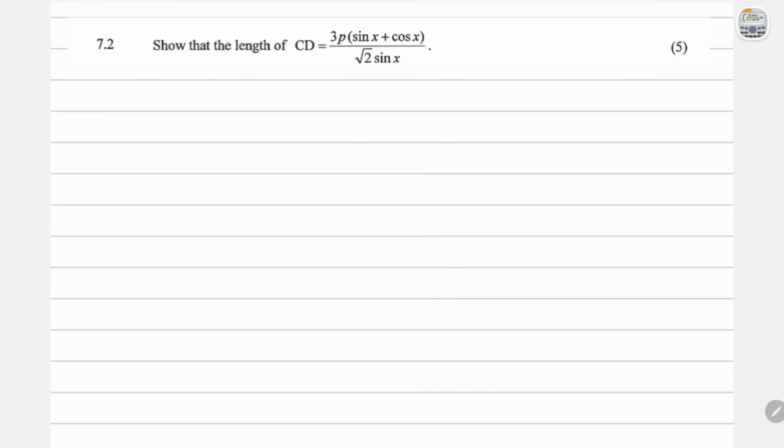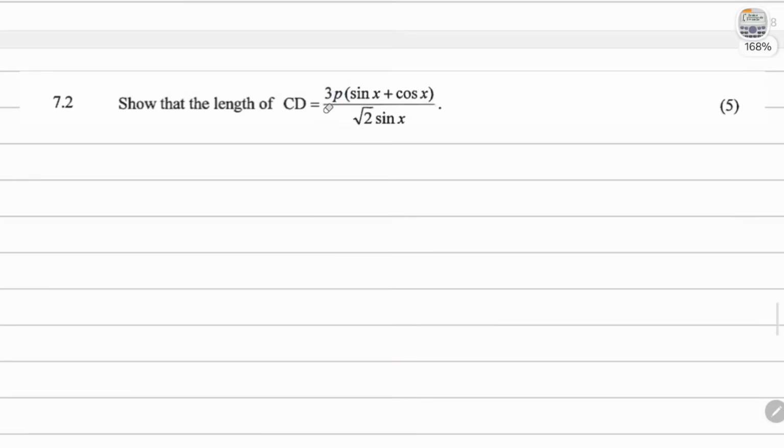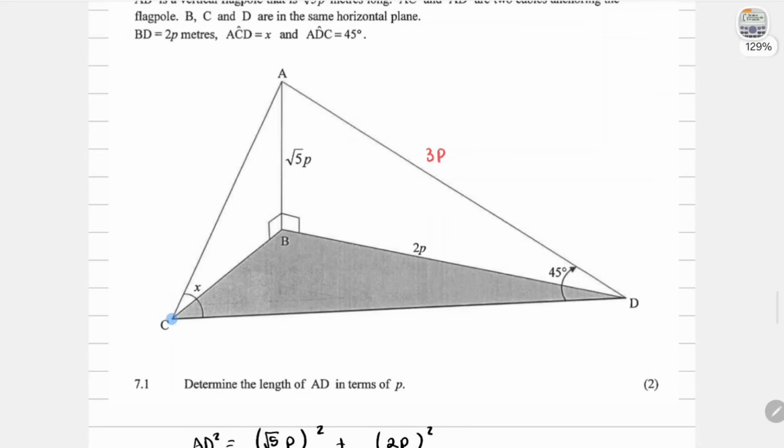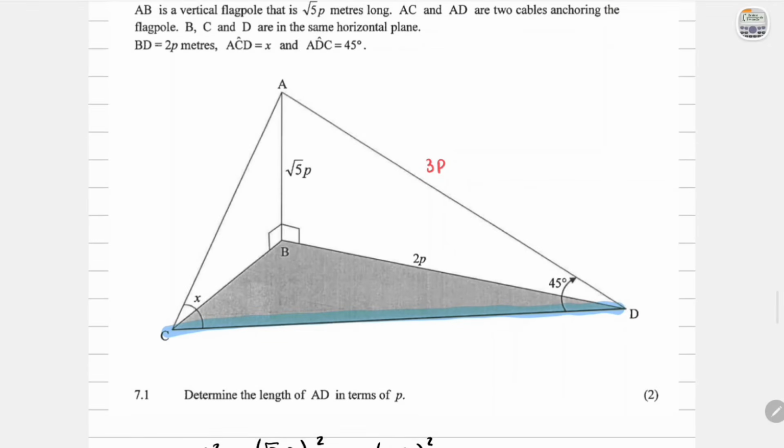Question 7.2 says, show that the length of CD is equal to this. Okay, so we just need to find CD. So CD is over here, and looking at the triangle that we're going to use to find CD, we need to use a triangle that has dimensions available, like angles and sides. So using the one on the bottom is not a good idea right now because we don't even have any angles there. The only side we have is BC, and that's about it. So let's focus on using this bigger triangle over here.